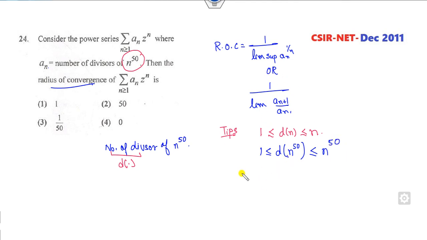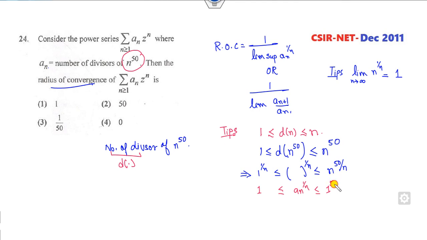Now this is the power, so I can take 1 raised to power n on both sides. This is 1 raised to power n, and this is 50 by n. And you all know the limit of n raised to power 1 by n as n approaches infinity is always 1. So this is 1, and 1 raised to power 50 is 1. So this value is 1. So 1 over 1 is 1, which is the right answer of this problem.